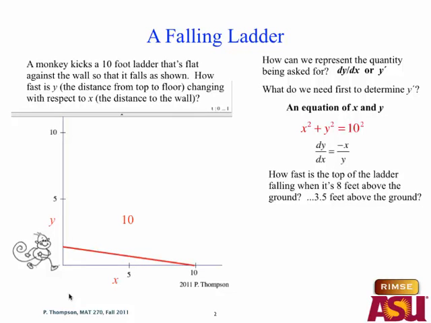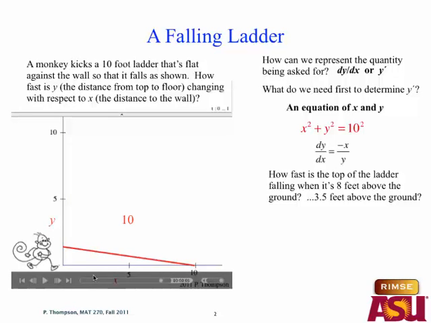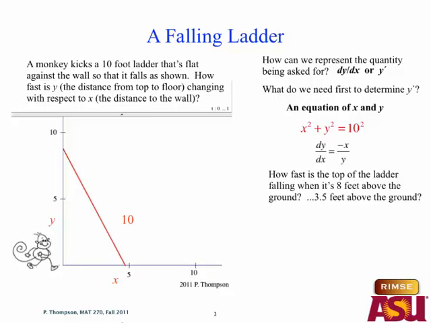Okay, how fast is the top of the ladder falling when it is 8 feet above the ground and when it's 3.5 feet above the ground? Go, see if you can solve this. Let me put it in the 8-foot position. So it's about 8 feet there. So right now, how fast is the top of the ladder falling per change in x? You need a slight bit of creativity here to solve this, okay? But you should be able to figure it out.